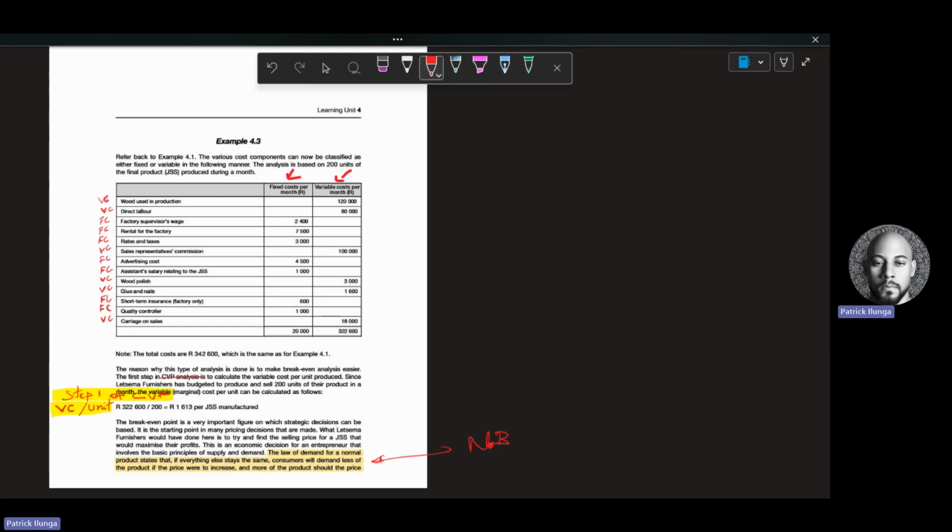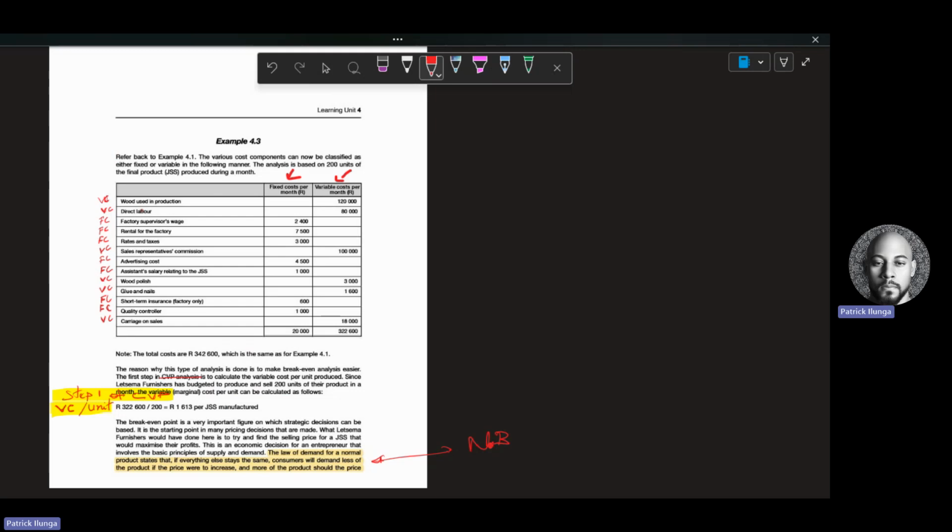Rental for the factory, obviously it's rent. That is a fixed cost, right? Rates and taxes, that is a fixed cost. Sales representative commissions? No, it depends on the amount of sales they're going to make. So that's a variable cost. Remember, the variable cost increases relative to the number of units sold. The fixed cost is not concerned whatsoever with the number of units produced or sold.